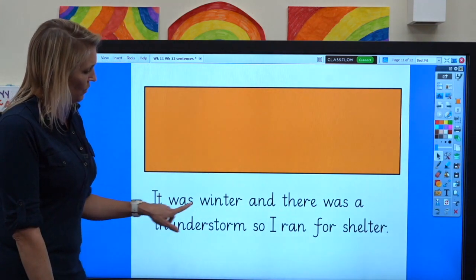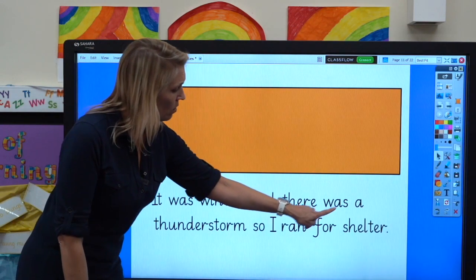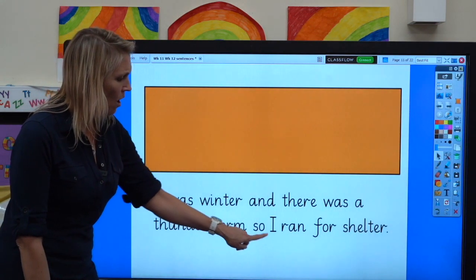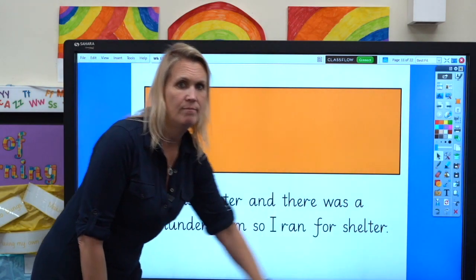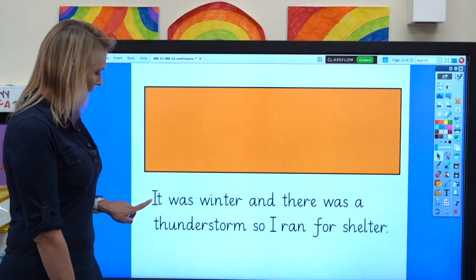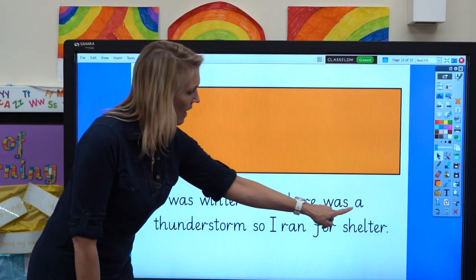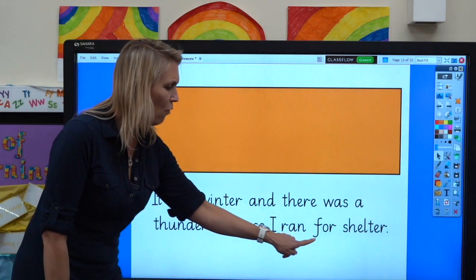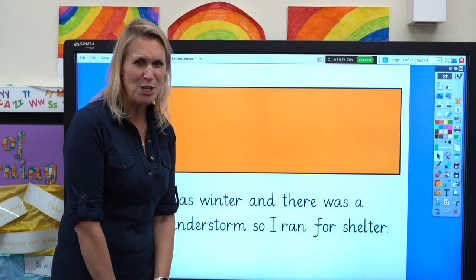It was winter and there was a thunderstorm, so I ran for shelter. Let's read it one more time, a little bit faster this time. Are you ready? It was winter and there was a thunderstorm, so I ran for shelter. I love to watch a thunderstorm, don't you?